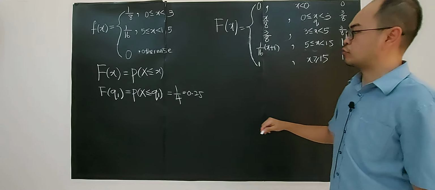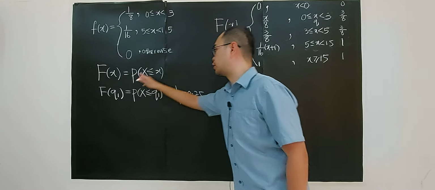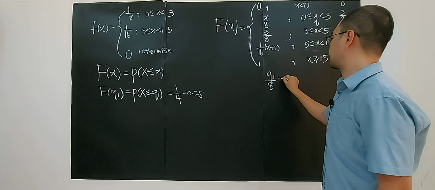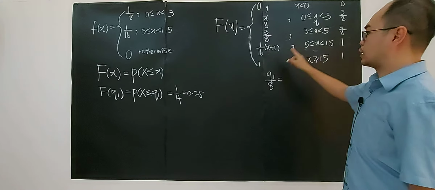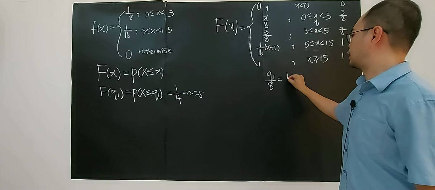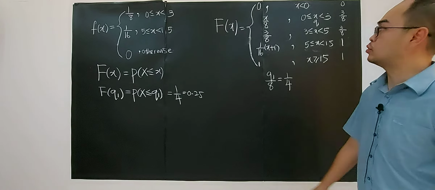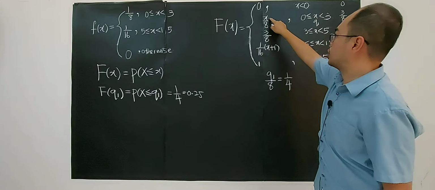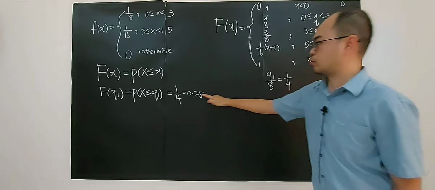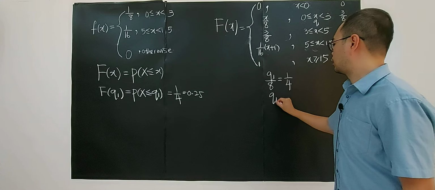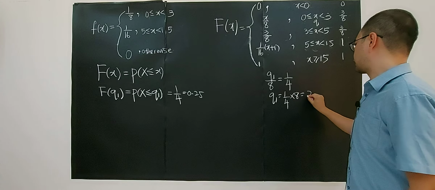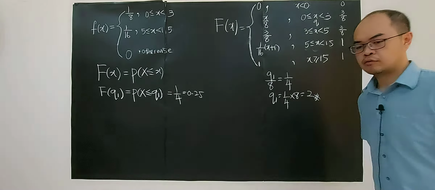So if you want to find the first quartile, you substitute the q1 into this: q1 over 8 equals 1 over 4. Very simple. So the q1 is in between these two, so you substitute q1 over 8 equals 1 over 4. Then from here you can get your first quartile. Multiply with 8, you're getting 2. 2 will be your first quartile.